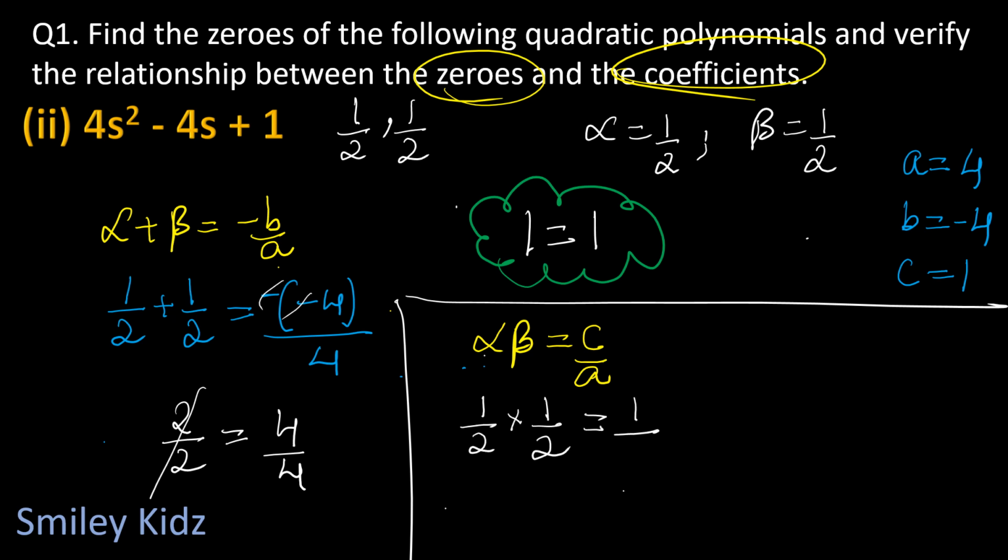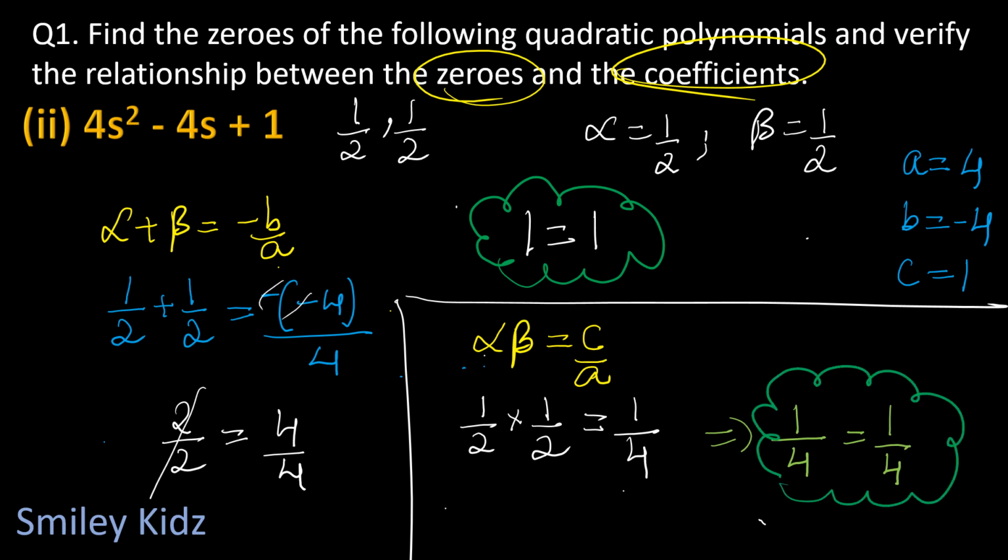1 by what is A? 4, isn't it? Now 1 by 2 times 1 by 2 is nothing but 1 by 4. 1 by 4 is equal to 1 by 4. So again we have successfully verified the relationship between the product of zeros and the coefficients. So this is how we're going to verify the relationship between the zeros and its coefficients.